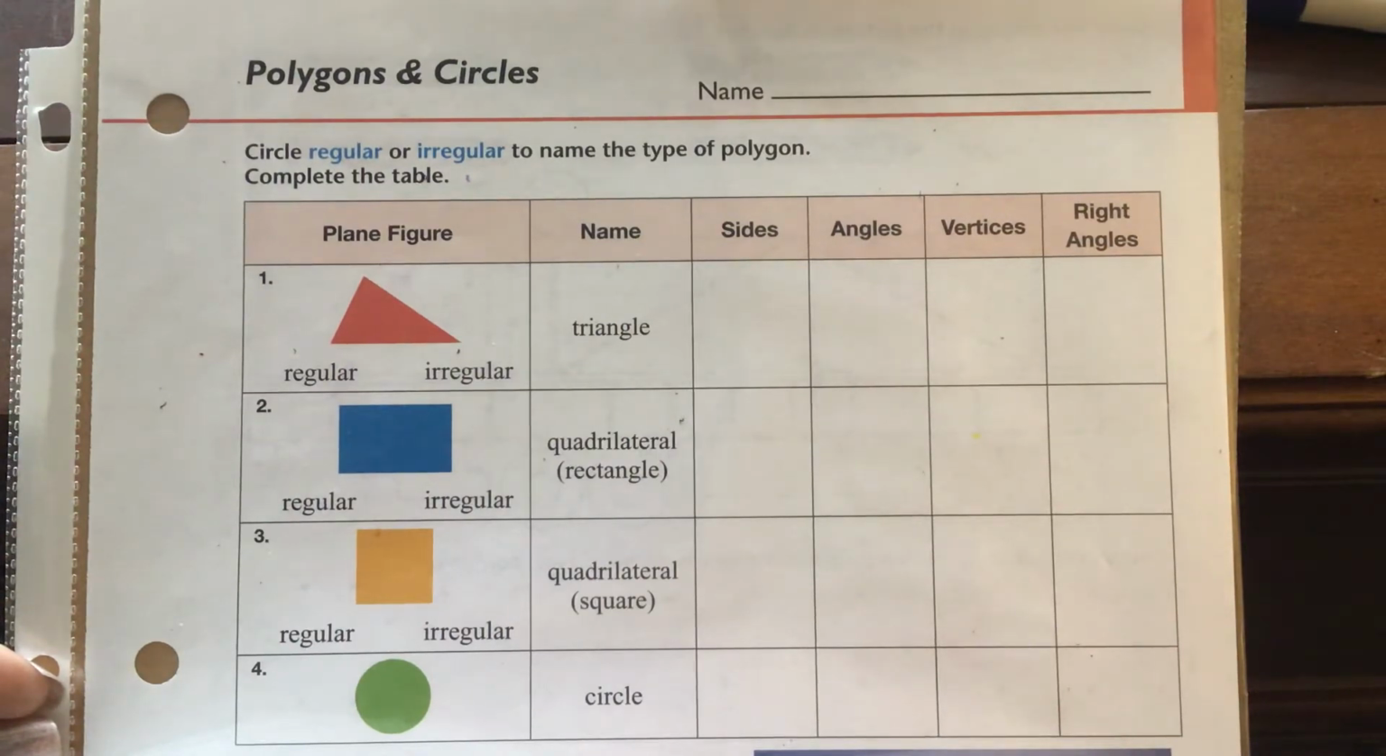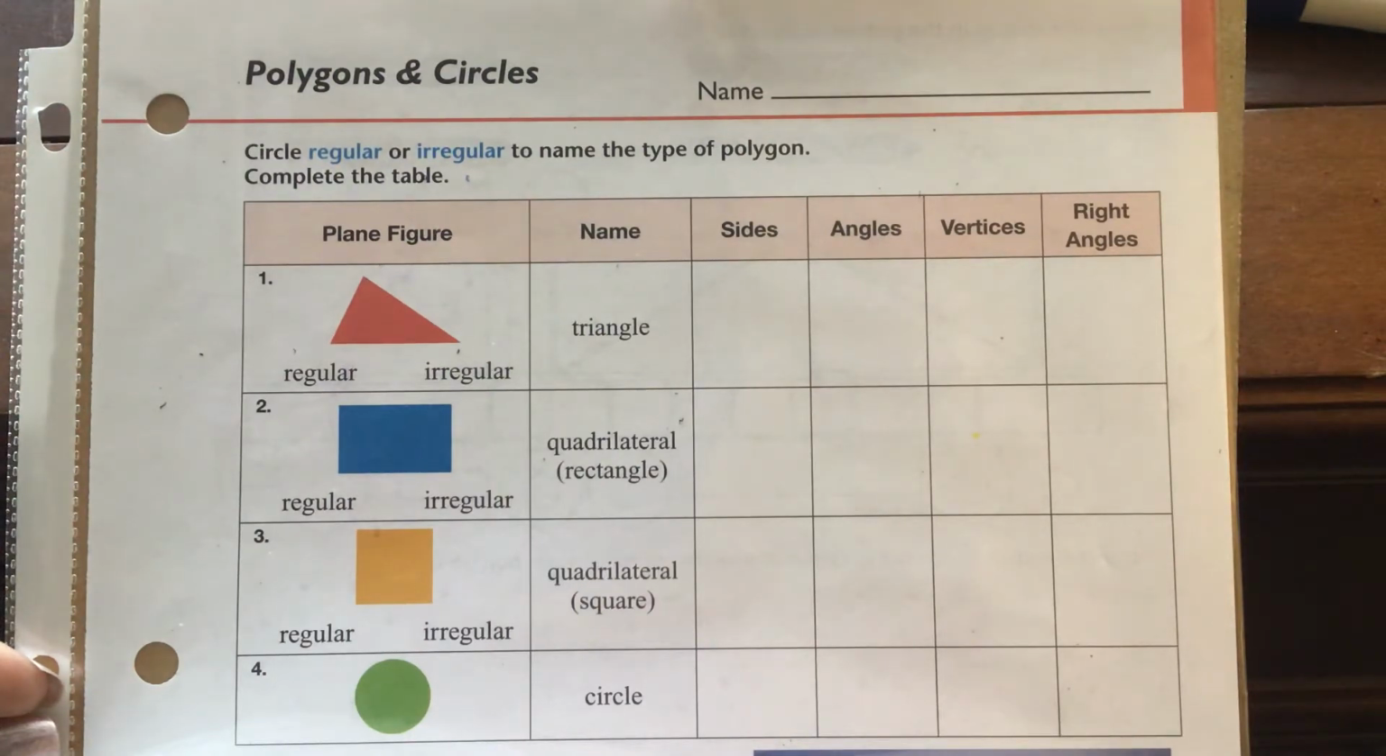When you're talking about a regular polygon, you're talking about a polygon in which all the sides are exactly the same length. So we're talking about equilateral, which is another word that you'll find, meaning that the sides are all the same length.